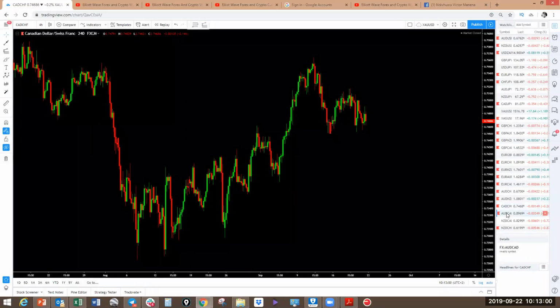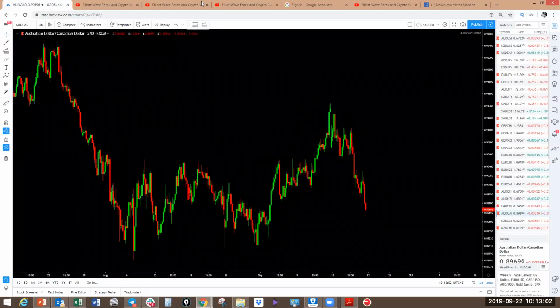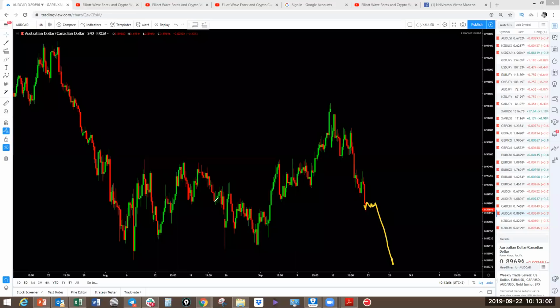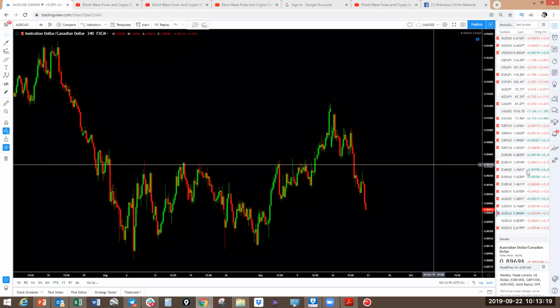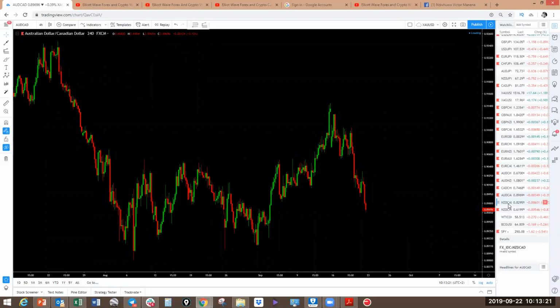All right, Audi CAD, all the Audi pairs you're selling. You're selling this one after it made this expanding flat. So pullbacks in 3 waves or flags, you sell. You won't lose money selling the Audi in the next couple of sessions. New Zealand CAD coming down.